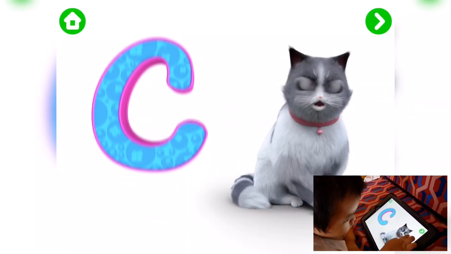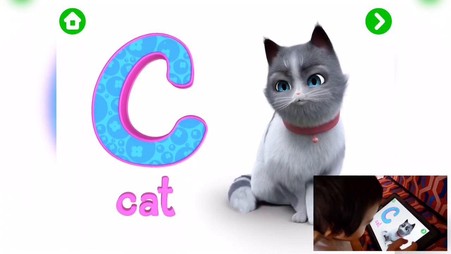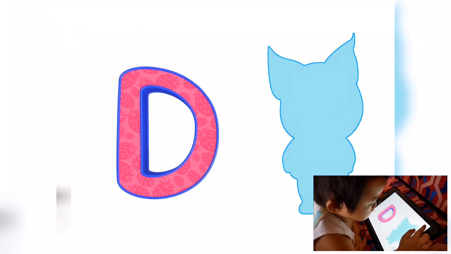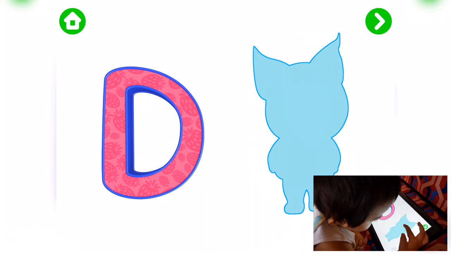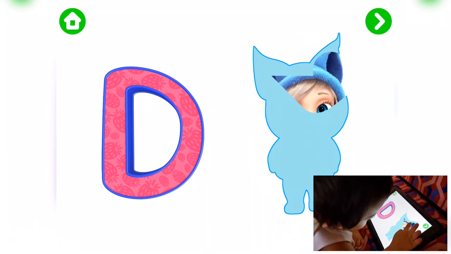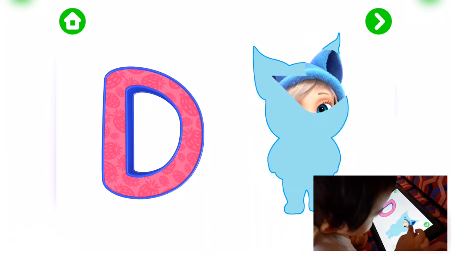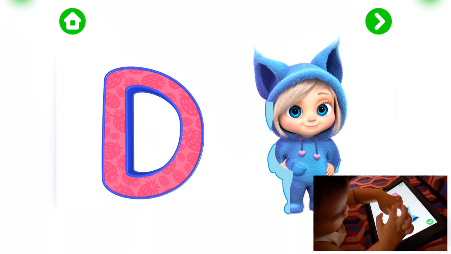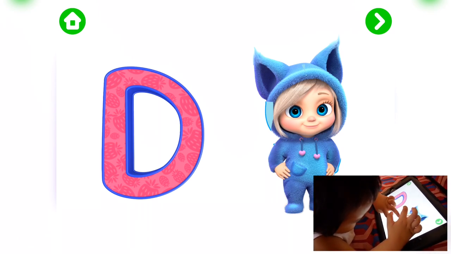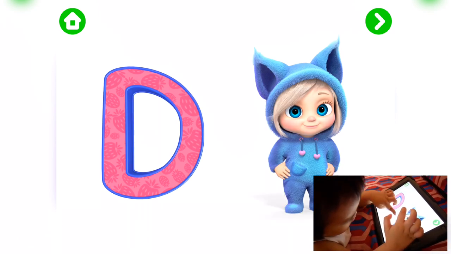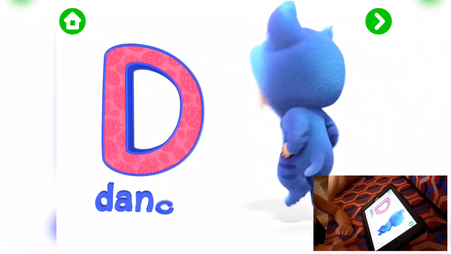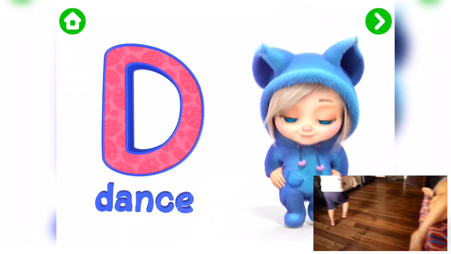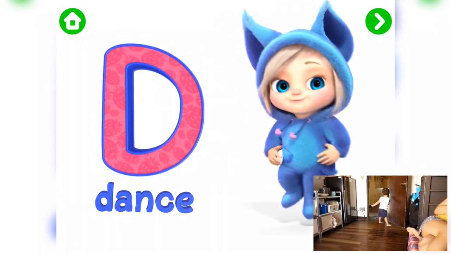C is for cat. D. D is for... D. D is for dance. Dance. Oh, dance ka.